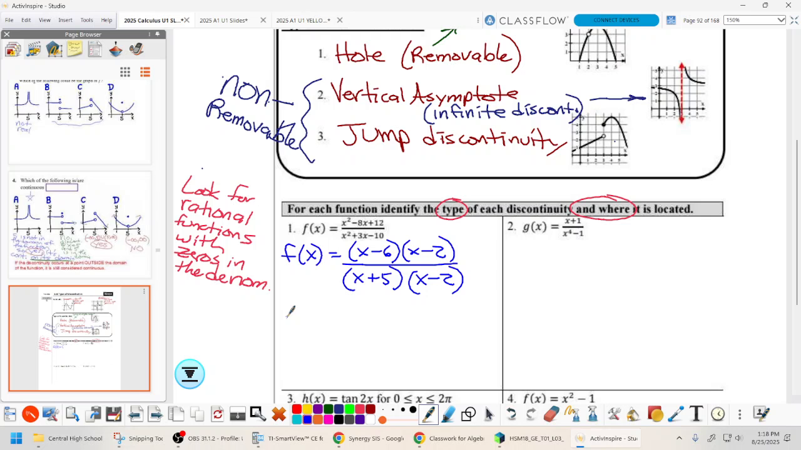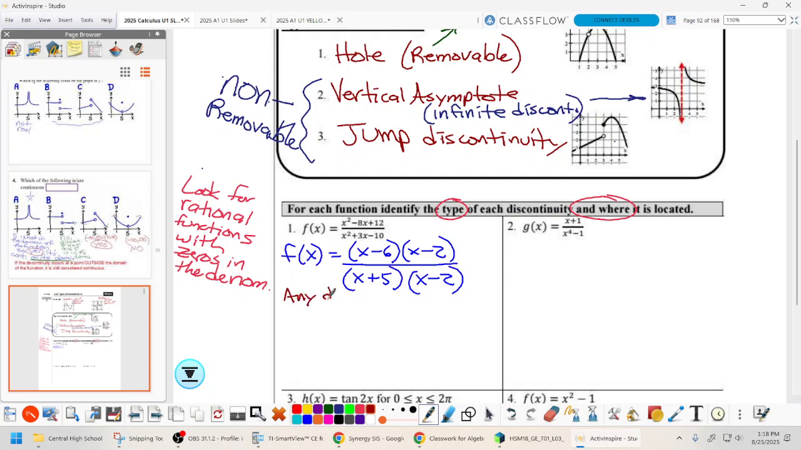And Trevor was kind of alluding to this a second ago about, well, I see a common factor in the numerator and denominator. Do you guys remember what that means? That's a hole, right? So we have a hole there, but that still leaves a 0 in the denominator. Where? At x equals -5. So let's talk through that.